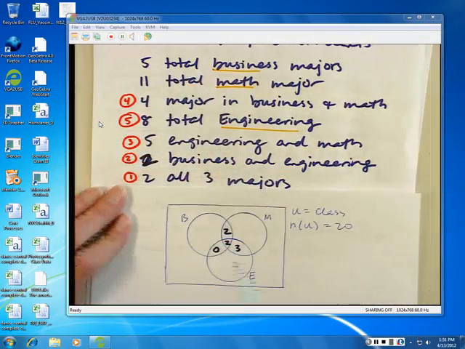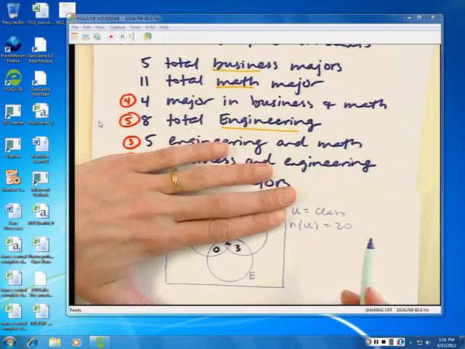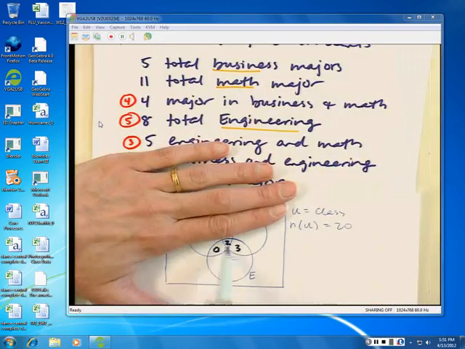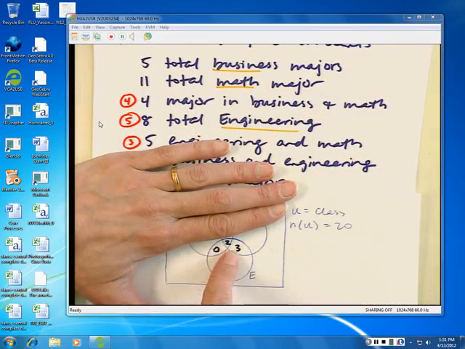8 total engineering. So far in my engineering circle, so you can cover the rest of this up, I've got 5 so far. I need 8, which means that I need 3 more in engineering only. See how that works? So total engineering is 8. I already have a 2 and a 3 for 5. To get myself up to 8, I need 3 more. Okay, let's move to the next one.